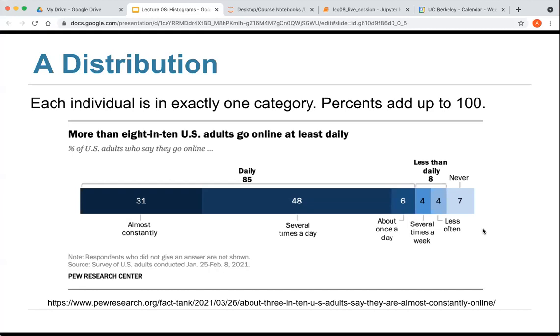That was an interesting number to me, 7% of Americans never going online. This survey was done in the COVID year, that's 2020, 2021. And the number of assumptions that were made over that period about how easy it was for people to go online really did not include this 7% of people. Anyway, the numbers in the bars represent percents, that is the percents of respondents in those categories.